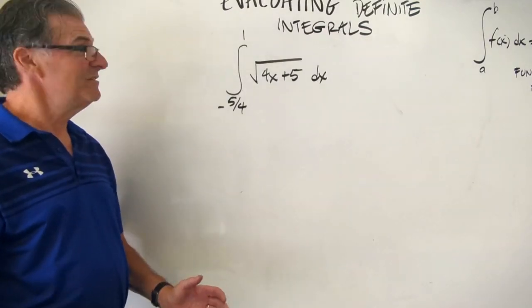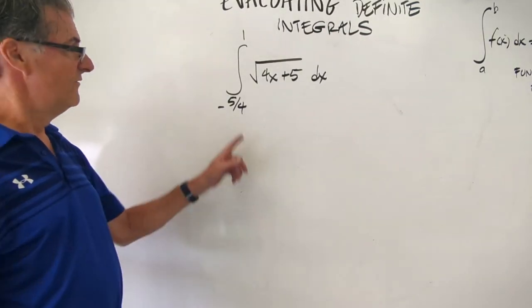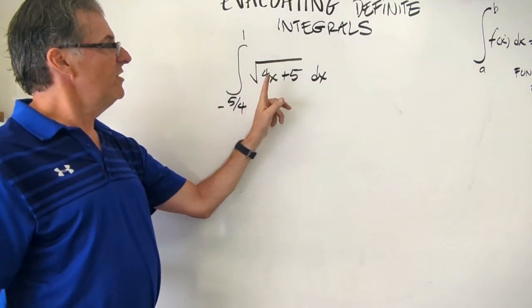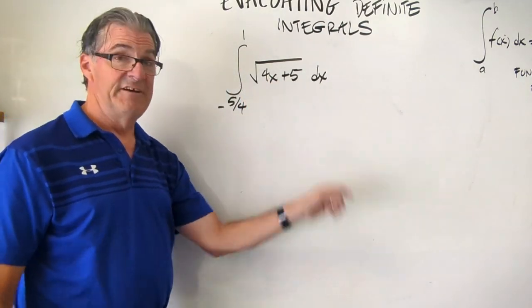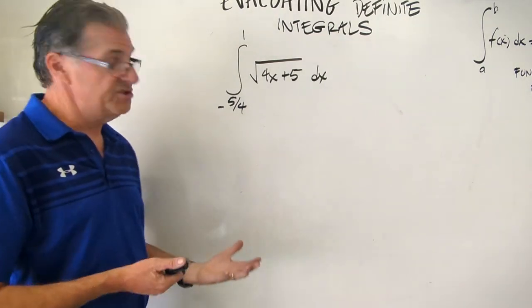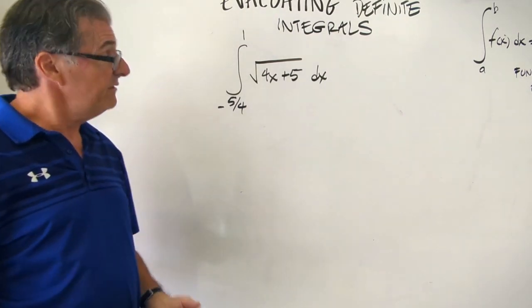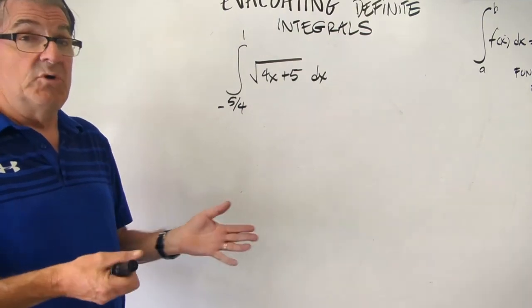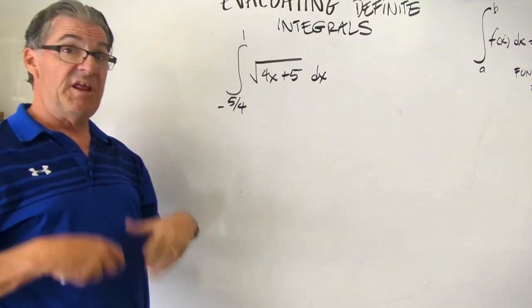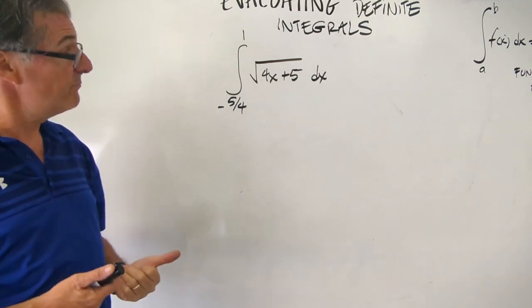Check this one out. Now we have the integral from minus 5/4 to 1 of the square root of 4x plus 5. Now, this is getting a little bit more complicated. We're going to have to do a bunch of different maneuvers to get there, but we're going to make it happen. So first step, we need to put this in a form where we can apply one of our integral rules. So go ahead and pause the video.